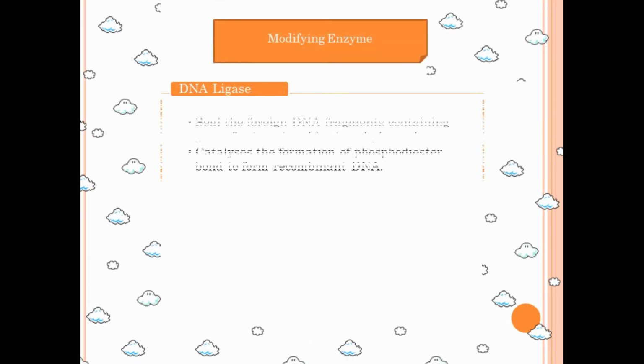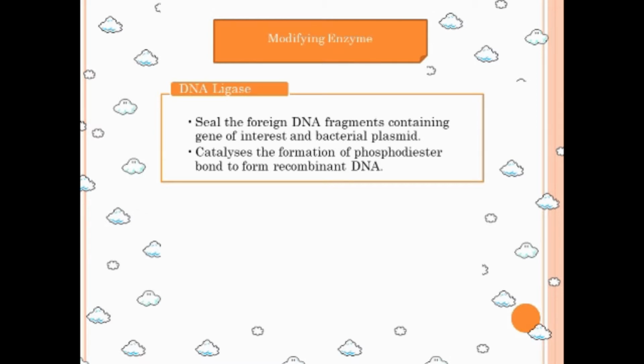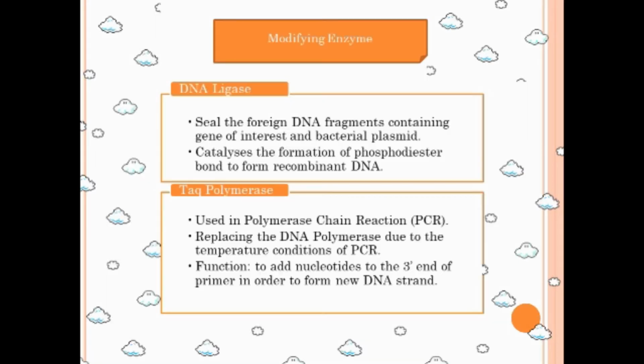There are two types of modifying enzyme. The first one is DNA ligase. It seals the foreign DNA fragment containing the gene of interest and the bacterial plasmid. It also catalyzes the formation of phosphodiester bonds to form recombinant DNA. Next is Taq polymerase, which is used in polymerase chain reaction, and it replaces the DNA polymerase due to the temperature conditions of PCR. The function is to add nucleotides to the 3' end of the primer in order to form a new DNA strand.